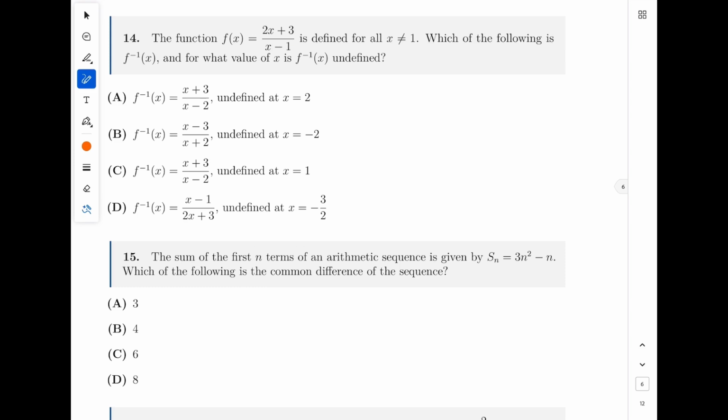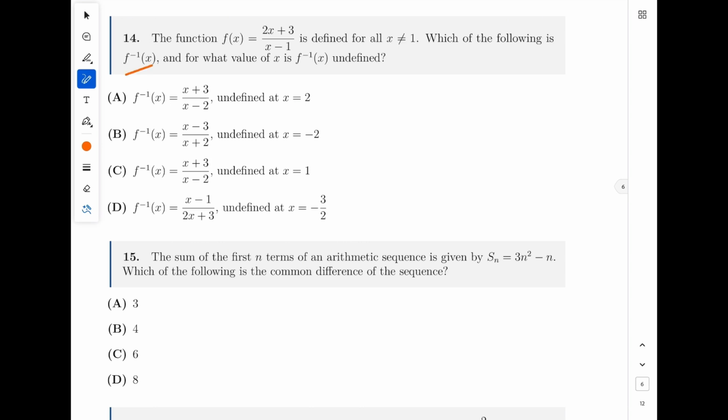So question 14, again an important one. Like most of the questions that I have here are very much relevant to the test, and some of them which I emphasize strongly will definitely come, so you must be able to solve them, and question 14 is one of them. So the function is defined for all values of x not equal to 1. Which of the following is f inverse of x?